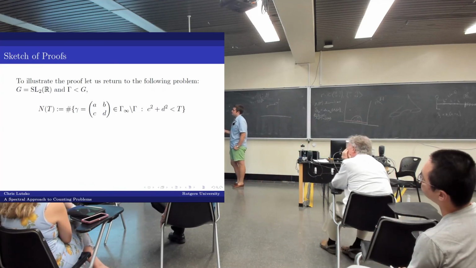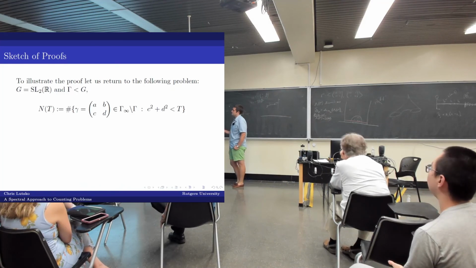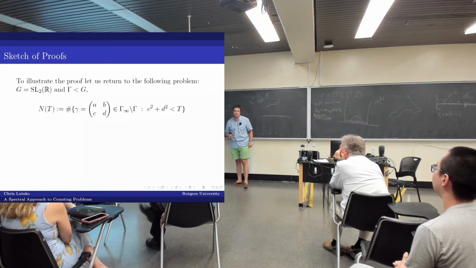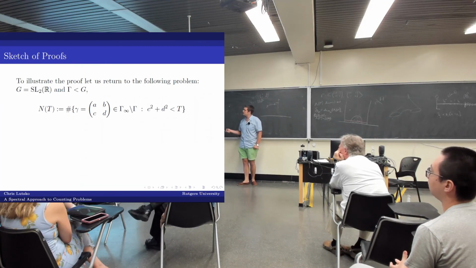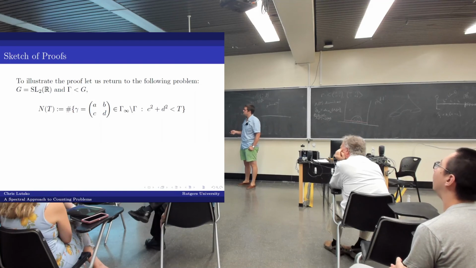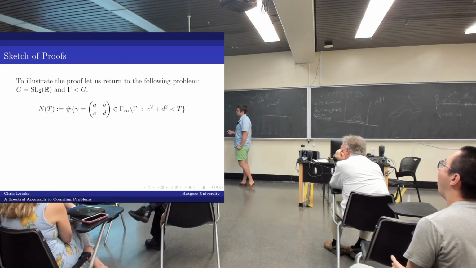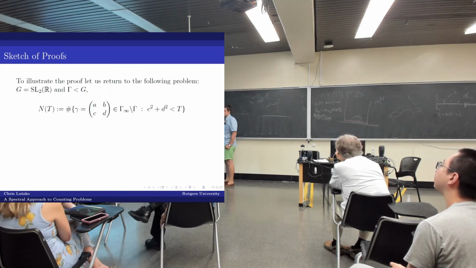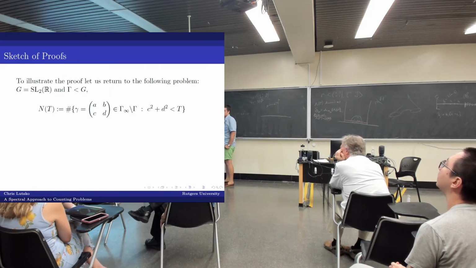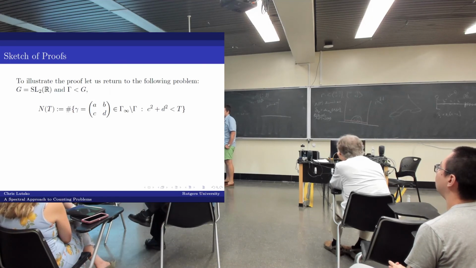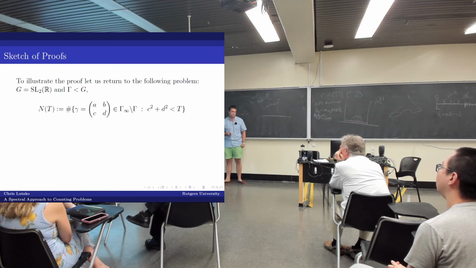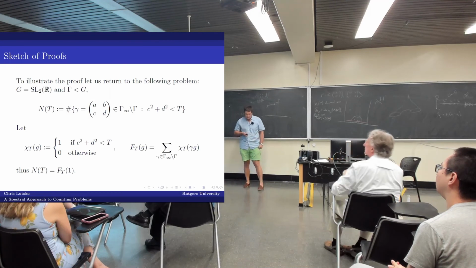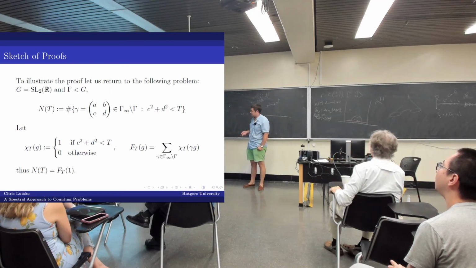So counting the number of group elements, we have to get rid of the stabilizer at infinity, otherwise this is meaningless. And we want c squared plus d squared to be less than T. So what we're going to do is the same thing that the book did. We're going to create a counting function, and now we're just going to sum over the group elements. The next step is the same. We're going to smooth our count.